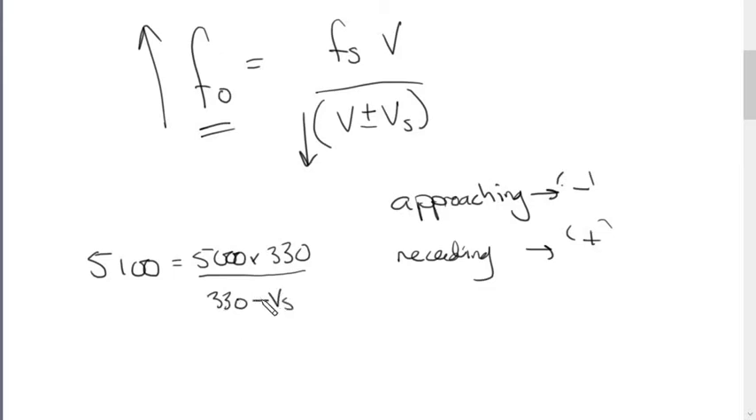Then you solve for VS. So what value of VS did you get? 6.47 meters per second. So this is the speed at which the truck is approaching you. Is this clear?